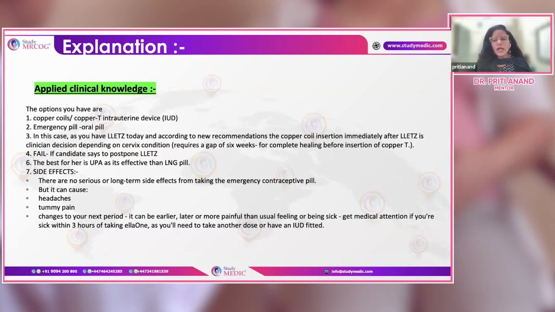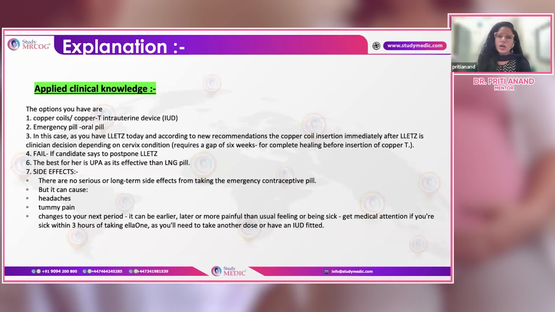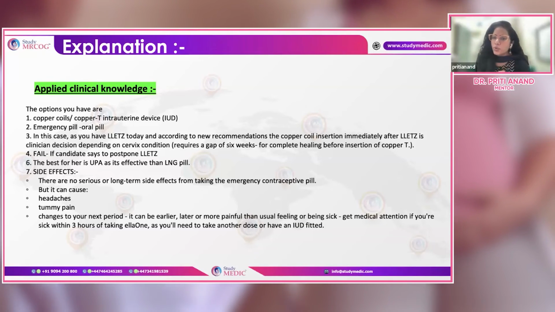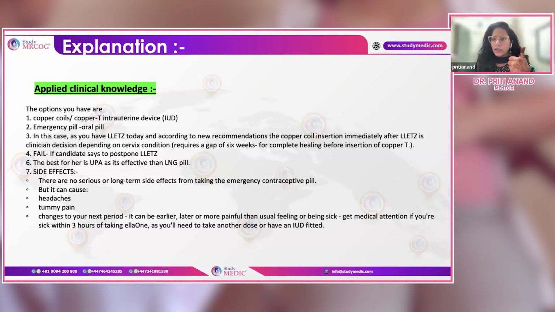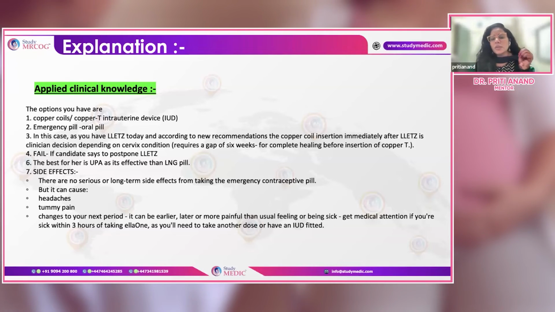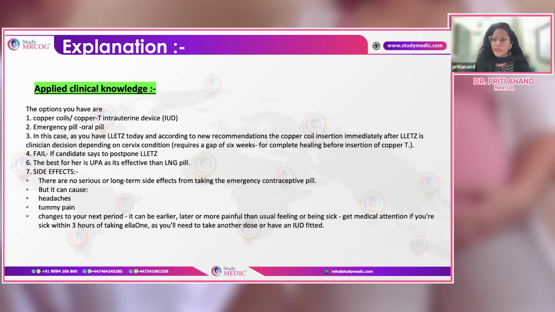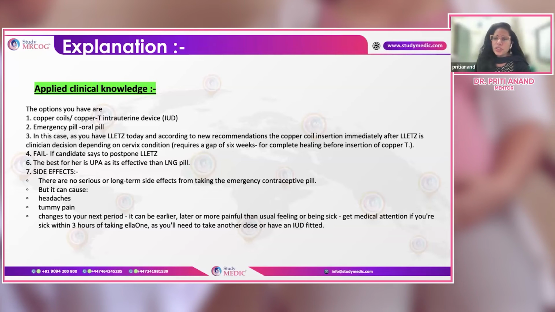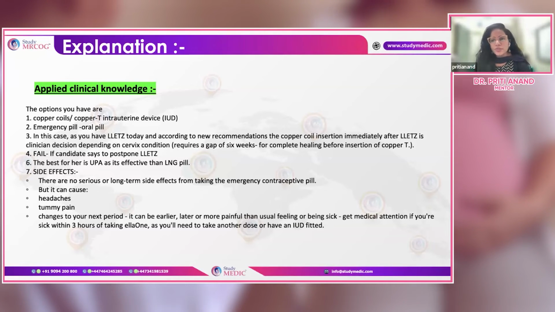Now you have to see what is best for her. According to newer guidelines, you can do LEEP, and you can put a coil. But the patient carries a high risk of bleeding and infection. So, with discussion with the patient, it is good that any type of intrauterine device should be put 4 to 6 weeks after LEEP, because that reduces the risk of heavy bleeding as well as infection. So this you have to explain to the patient.